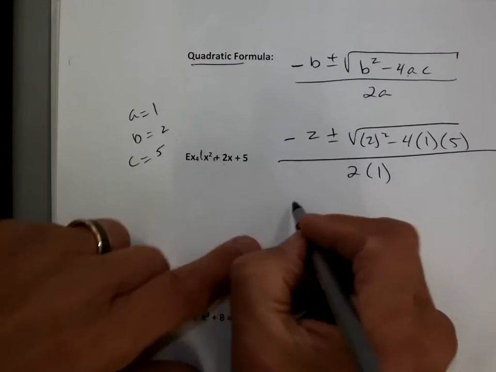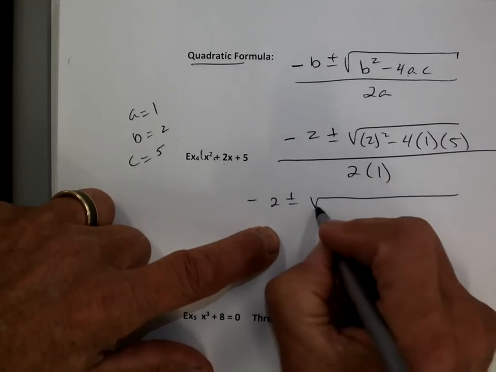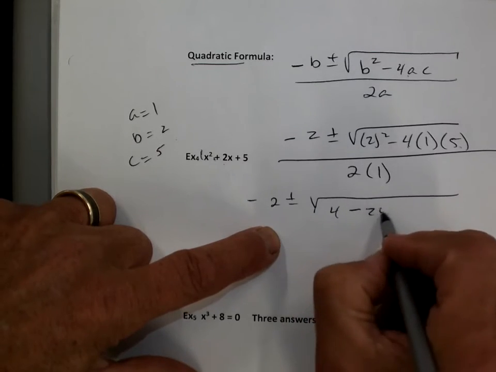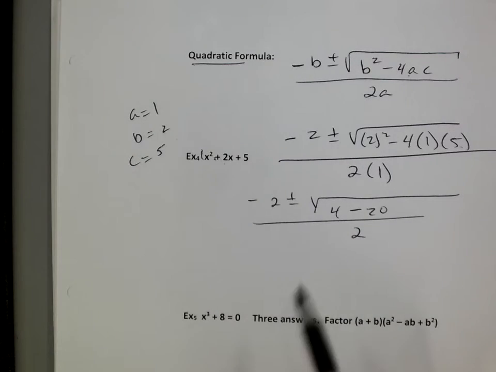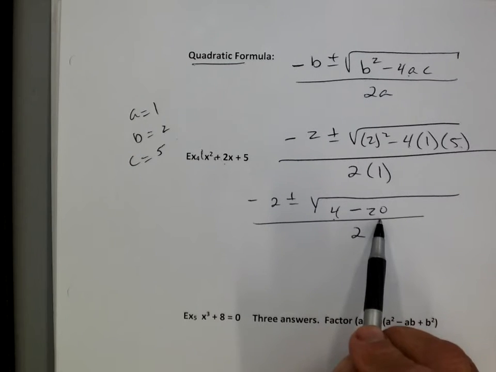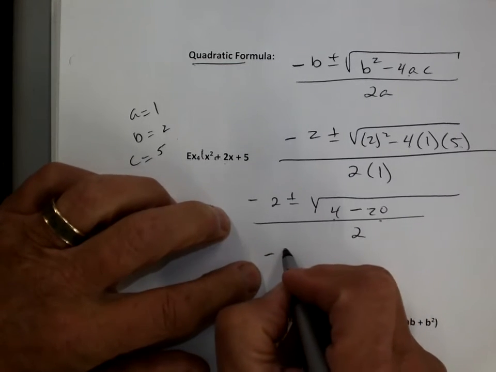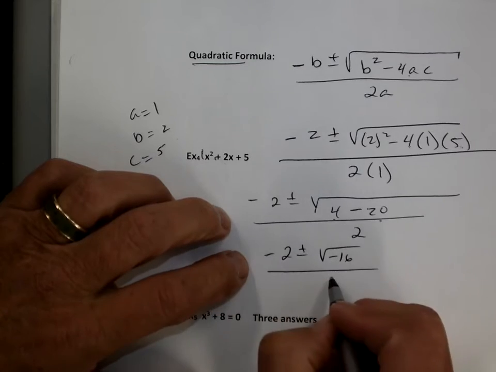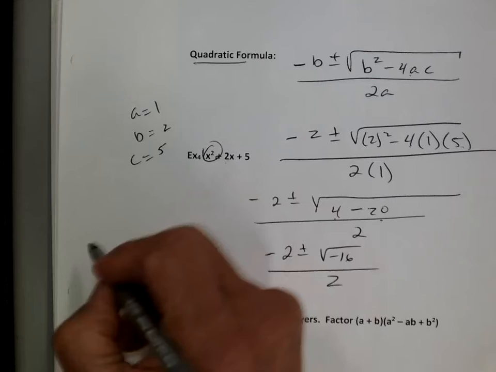That's easy. So negative 2 plus or minus the square root of 4 minus 20, all over 2 times 1. Now, 4 minus 20, that's a negative 16, isn't it? Negative 16. Oh, negative 16. Okay, we're going to talk about that. Square root of negative 16 all over 2. Okay, I knew I needed two answers.